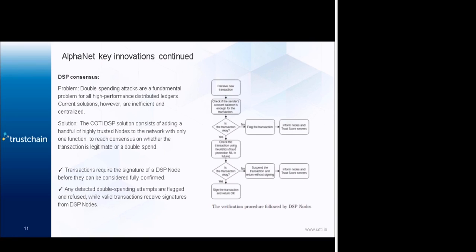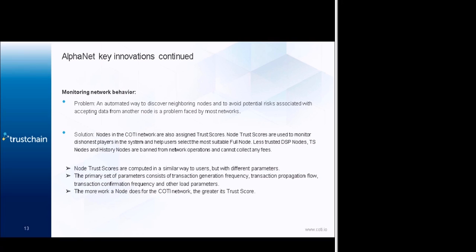Adding to that, as opposed to most current double spending systems, which are inefficient and centralized, in COTI the network consists of adding a handful of highly trusted DSP nodes to the network with only one function: to reach consensus on whether the transaction is legitimate or double spent. All transactions require a signature of a DSP node before they are considered fully confirmed, and any detected double spending attempts are flagged and refused.